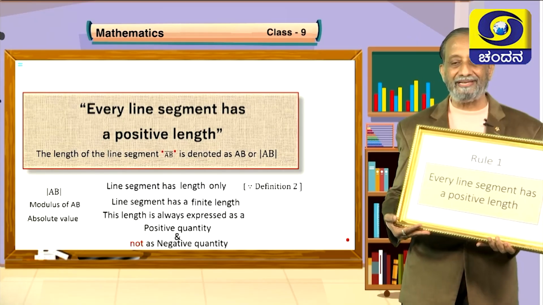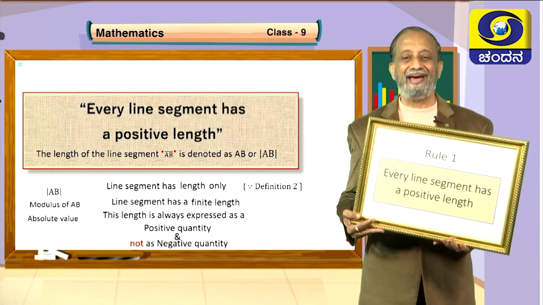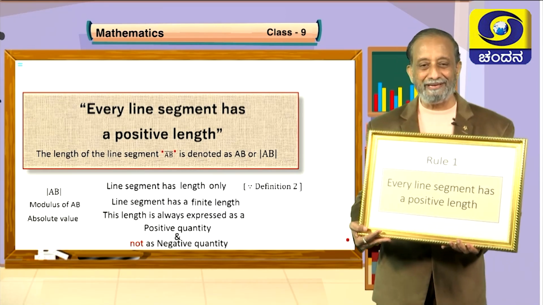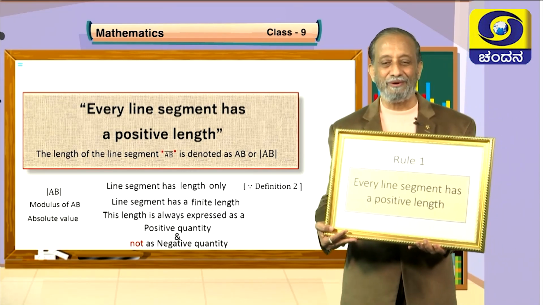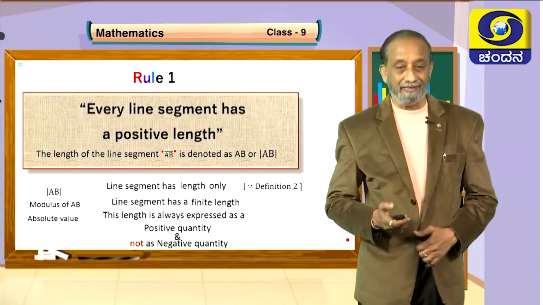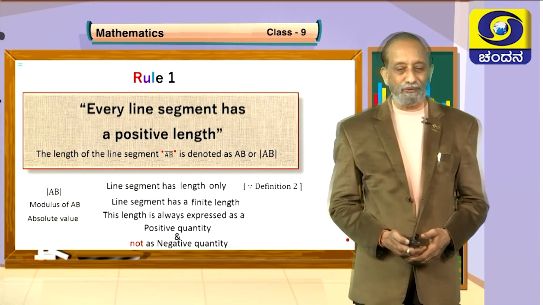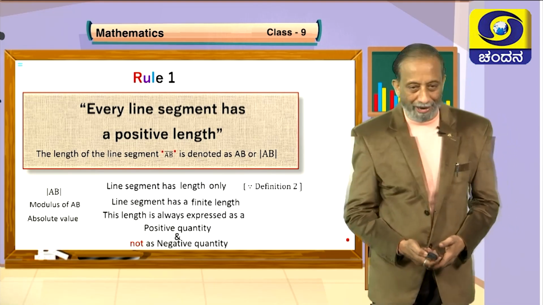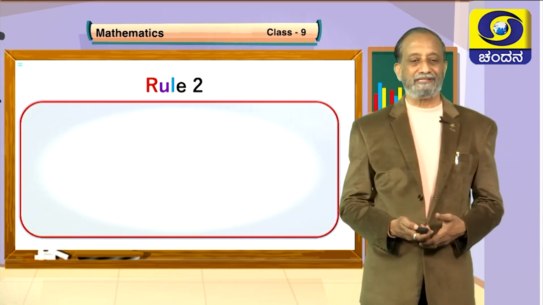Rule number 1 is every line segment has a positive length. Let me keep it on the Euclidean wall. This is in fact a rule number 1. Let us go to rule number 2, children.